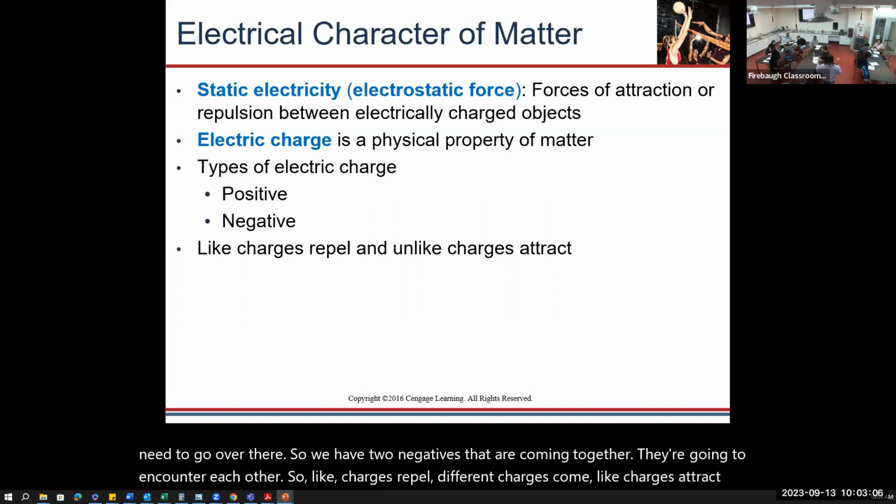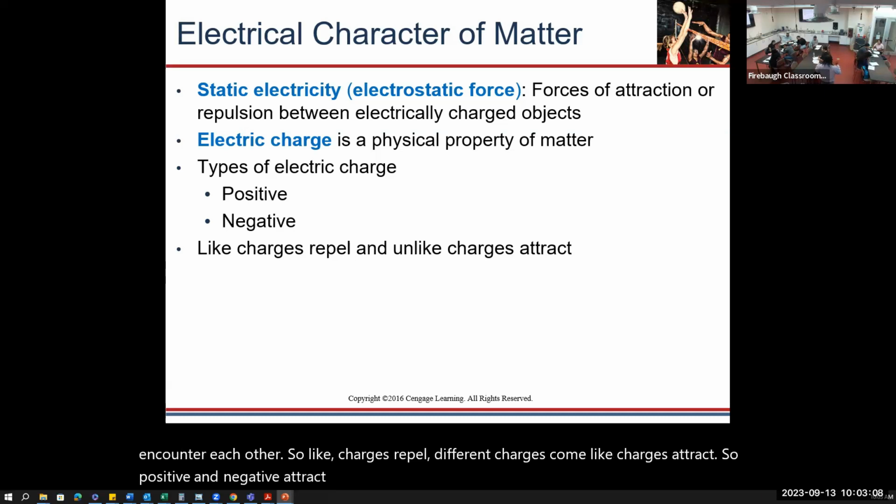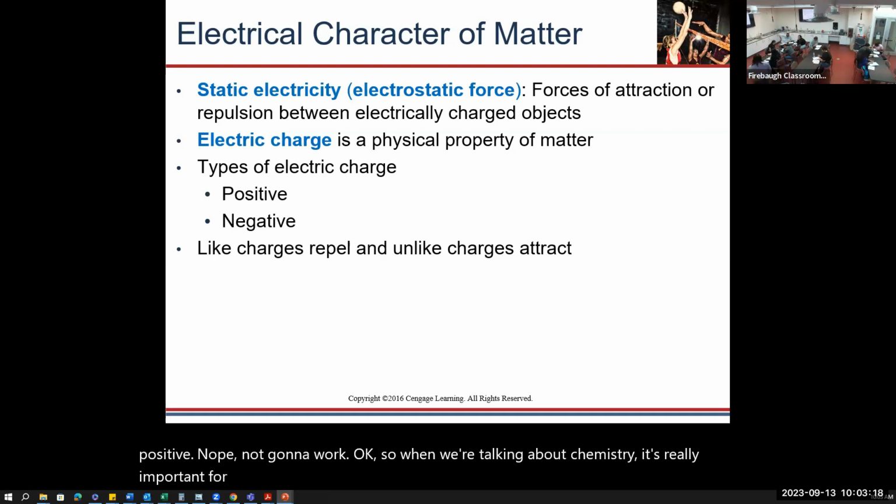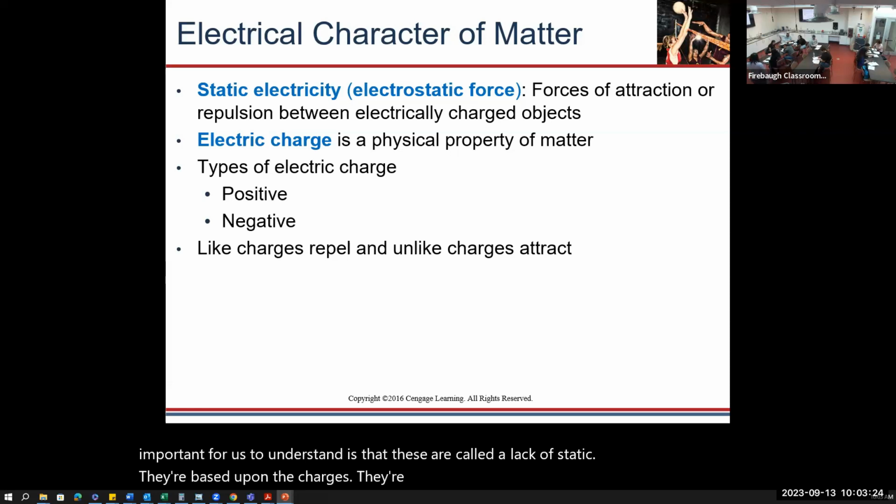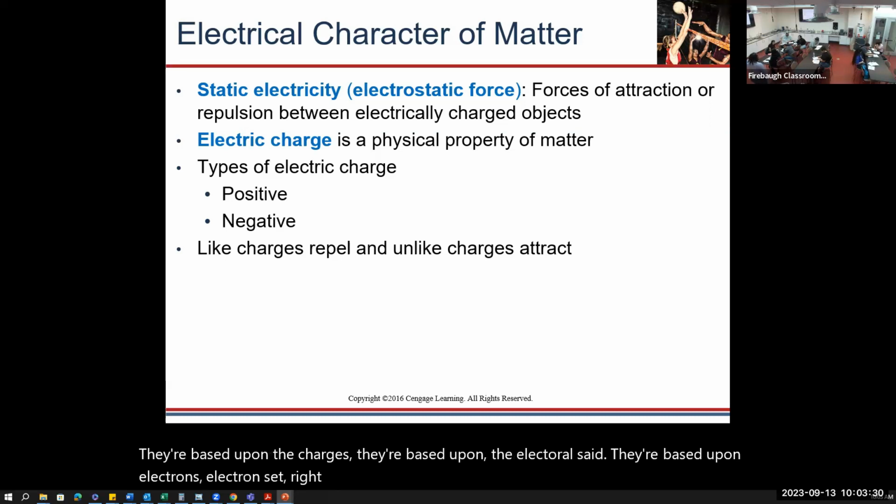So positive and negative attract. Negative and negative, nope, not gonna work. Positive and positive, nope, not gonna work. Okay, so when we're talking about chemistry, it's really important for us to understand that these are called electrostatic forces. They're based upon charges, upon electrons. Either you're gaining electrons or you're losing electrons. So that's something important for us to remember.